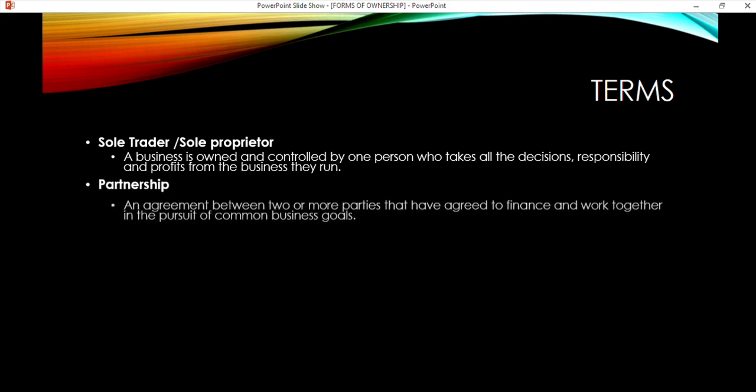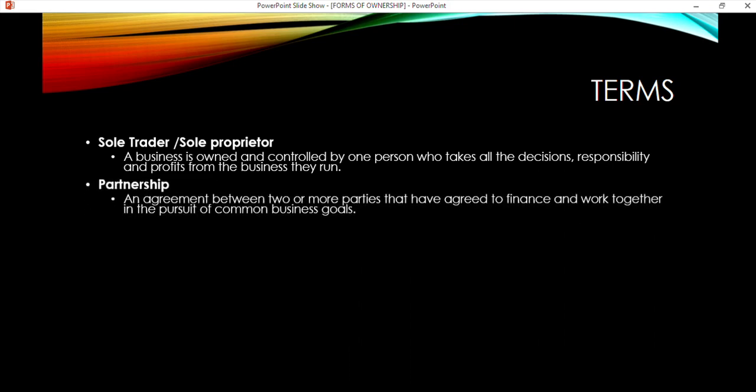A partnership, this is where there's agreement between two or more parties and they agree to work together. Someone might finance it or they might split the financing 50-50 and they split the workload, but they want to pursue and achieve a common goal and they will split the profit as per their agreement. So that's a partnership. That can be any amount, so it's normally between 2 and 20.